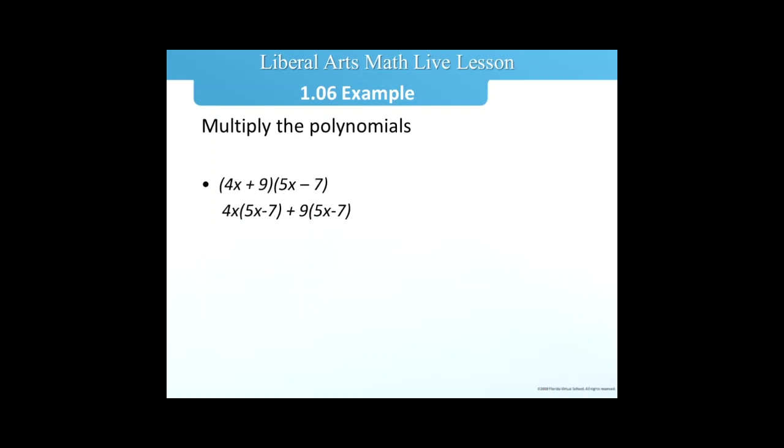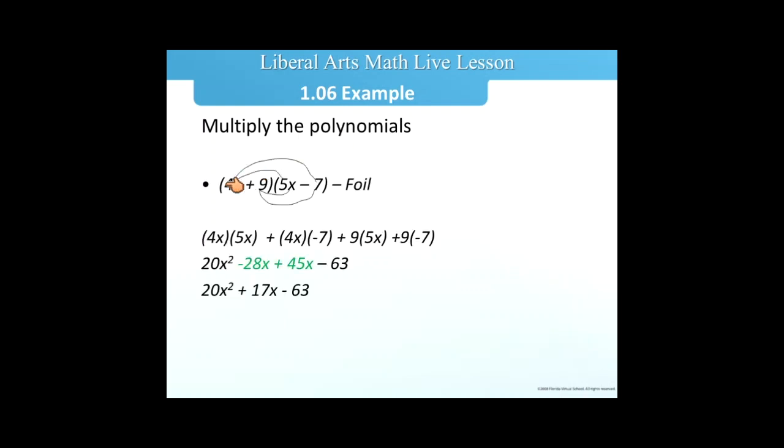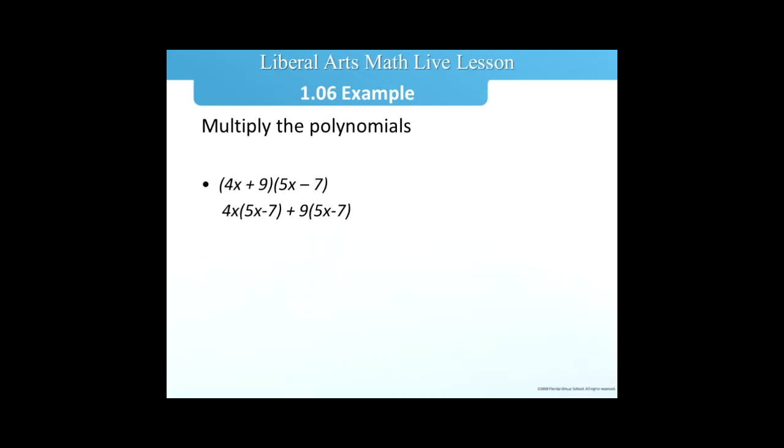Now, if you are confused with FOIL, let me go back. We're doing first, outer. The first and outer, notice I'm taking this 4x and distributing it to both of these, the 5x minus 7. Then the inner and the last, we're taking this 9 and distributing it to the second binomial. So we can use another format, which is still the exact same thing as FOIL. It's just basically showing all of the work from FOIL. It's still FOIL.